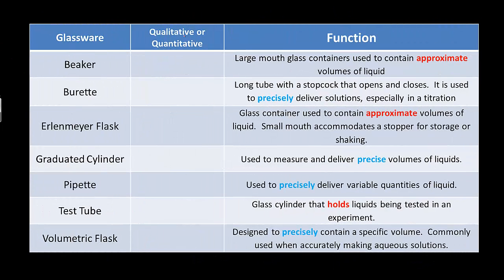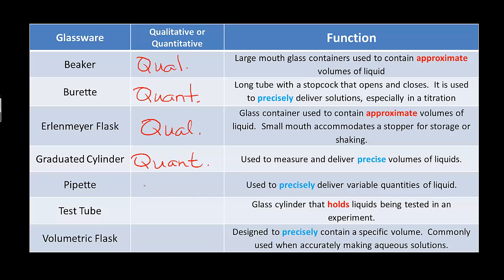Okay, so now let's look at our glassware. We're going to see if it's a qualitative or quantitative piece of glassware. So I've highlighted these for you, and I would like for you to highlight or underline them in your notes so you know it's approximate. And remember, approximates are qualitative. Okay, I'm just going to put qual because I'm lazy. A burette is used to precisely deliver, so it's going to be quantitative. An Erlenmeyer flask holds approximate volumes, qualitative. A graduated cylinder used to measure and deliver precise volumes, it is quantitative.